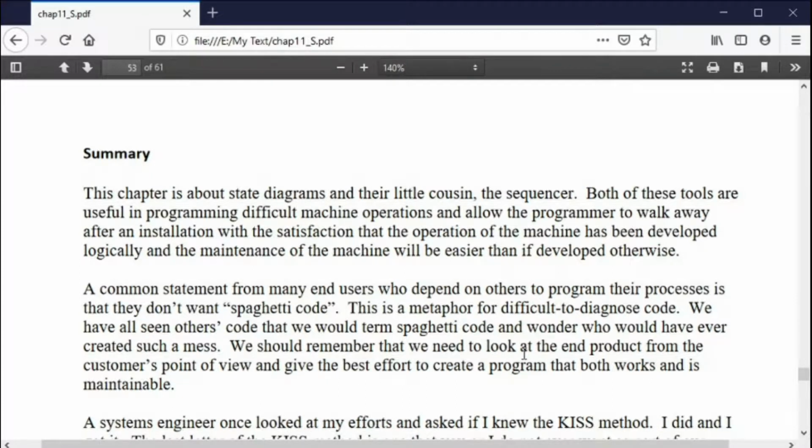A common statement from many end users who depend on others to program their processes is they don't want spaghetti code. This is a metaphor for difficult to diagnose code. We have all seen others' code that we would term spaghetti code and wonder who would ever create such a mess. We would remember that we need to look at the end product from the consumer's point of view and give the best effort to create a program that both works and is maintainable.